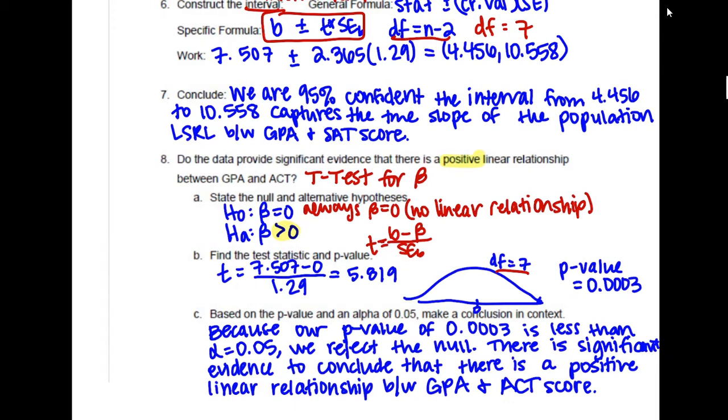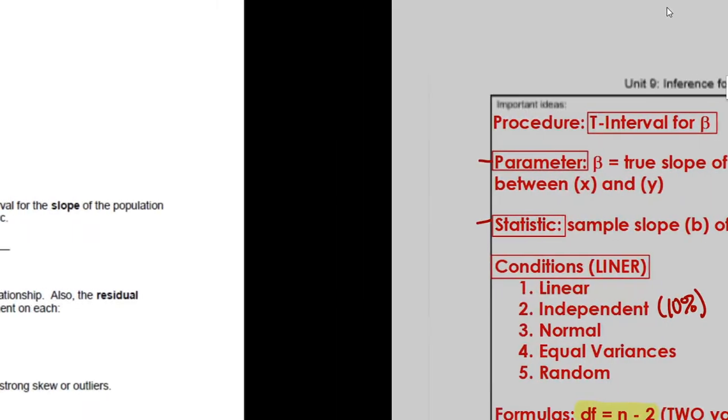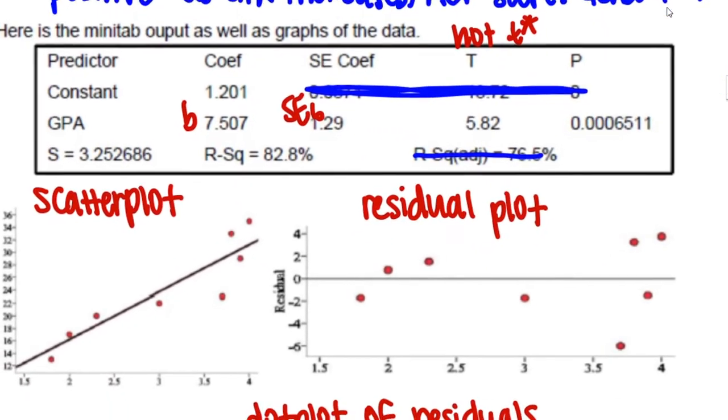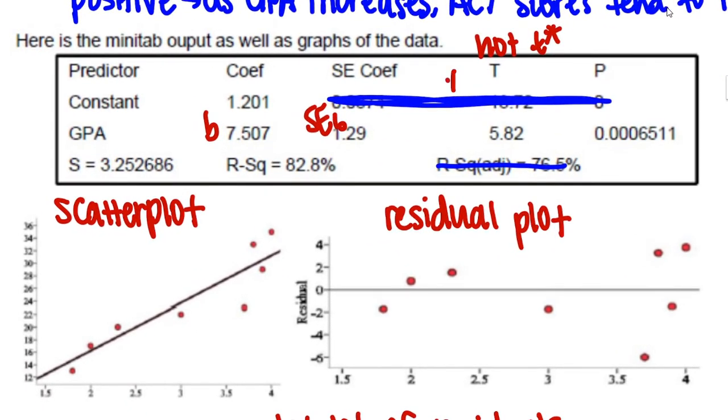And then this is our same as always. Compare p-value, reject or fail to reject the null, and there is significant evidence or is not in case you have a large p-value. Now I want to go back to that table and show you guys a couple of things. So this T, I said that's not the T star, it's the test statistic.